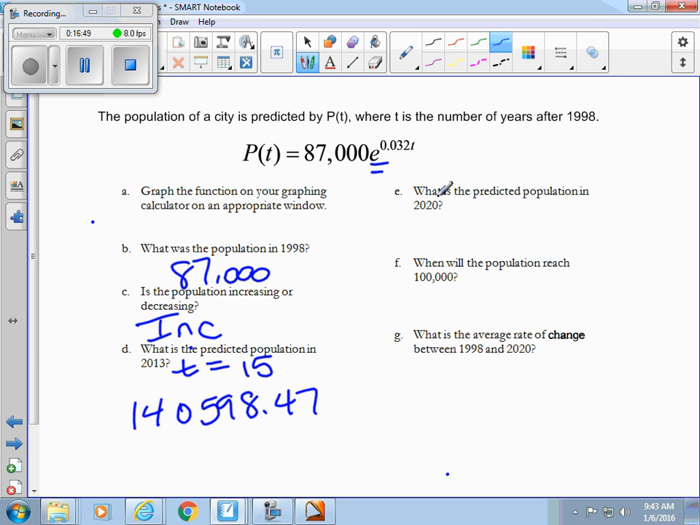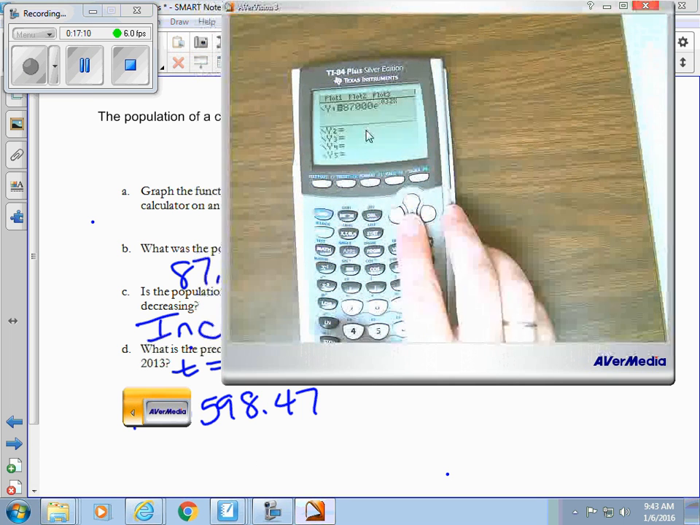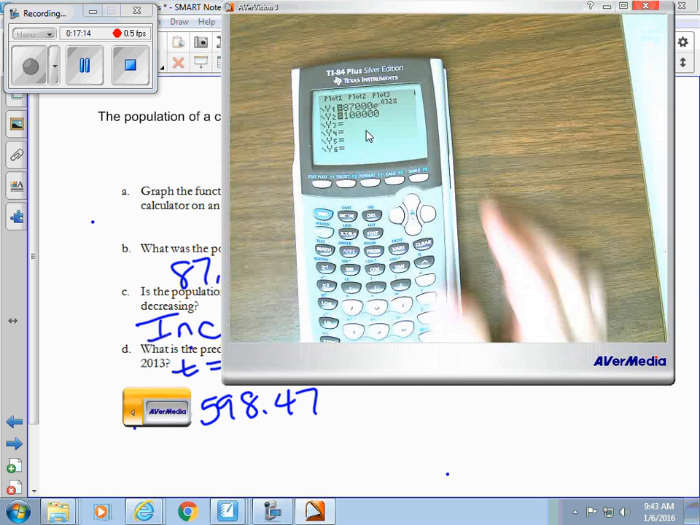2020, what am I going to put in for T? 22, right? I'm going to skip doing that just for time. I think you can do that. How will you find when the population is 100,000? How will you do that one? Good. Go to y equals and put 100,000 in y2. And do the intersection.